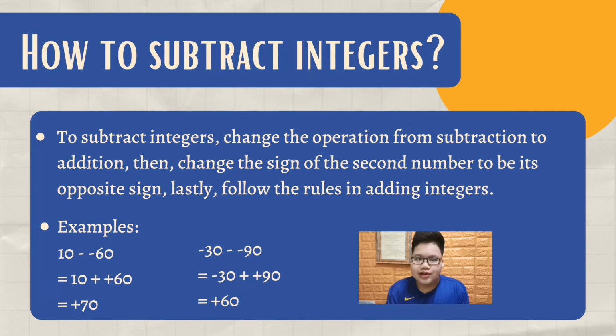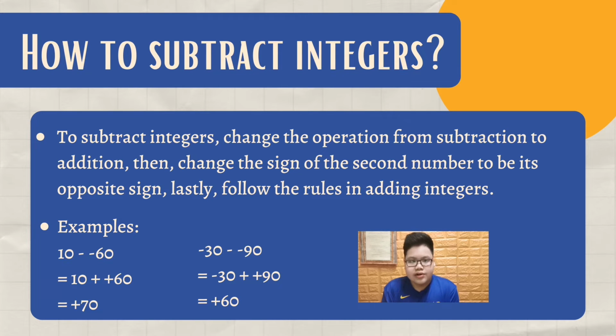Now, let's discuss the subtraction of integers. To subtract integers, change the operation to addition, and change the sign of the second digit to its opposite sign. In other words, negative to positive, and vice versa. Then, follow the rules in adding integers.